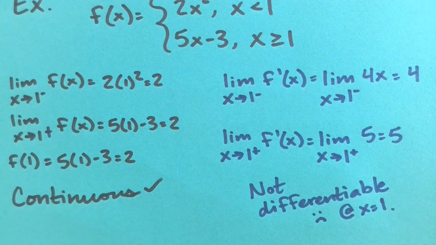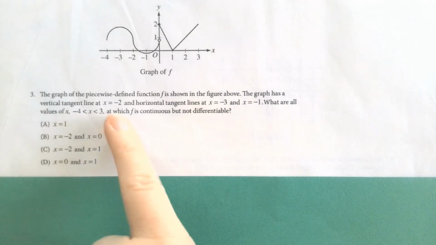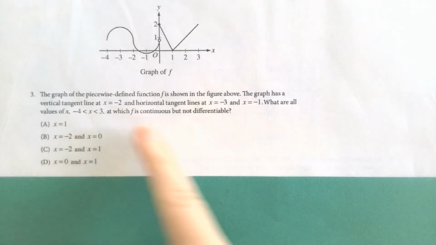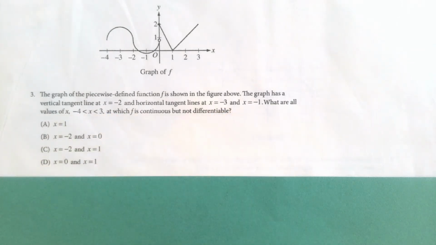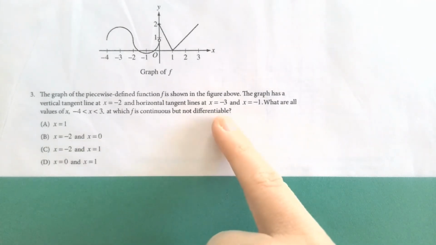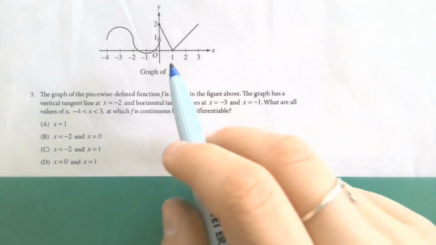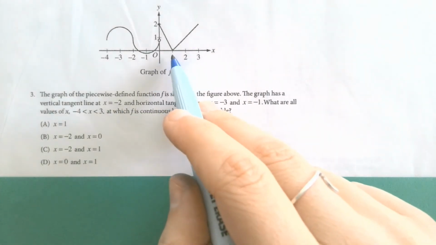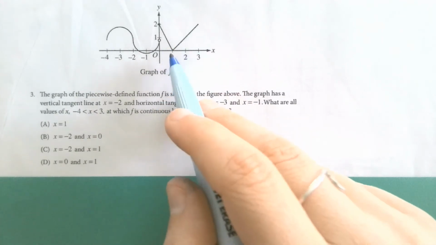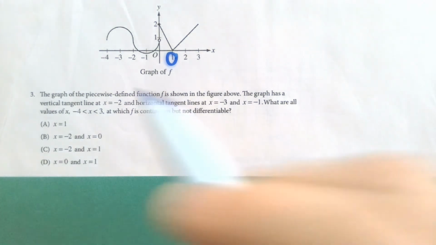Our first type, they're giving us a graph. They tell us that there's a vertical tangent at -2, and then horizontal tangents at -3 and -1. And then it asks which values is f continuous but not differentiable. So we're looking at places where there aren't any gaps because it has to be continuous, but there's some reason that it's not differentiable. So looking at this graph, that's definitely happening at 1 because it's continuous at 1, but it has a sharp turn. So that's one of our places where it's happening, continuous but not differentiable.